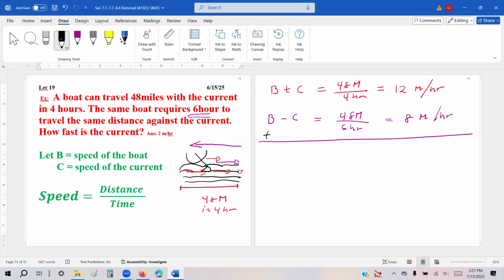If you add the two equations, what happens to the C? The plus C and minus C, what happens? They cancel out, right? So what is left on the left side? How many B's? 2B. 2B equals, we are adding them, right? 20 miles per hour. So I divide by 2. Then what's the speed of the boat? 10 miles per hour.